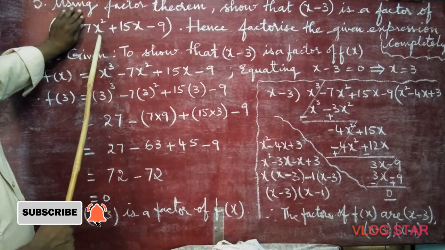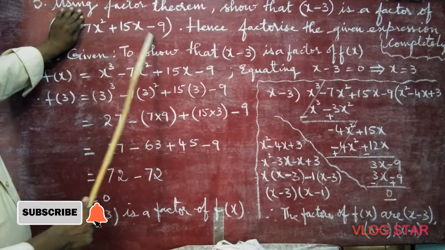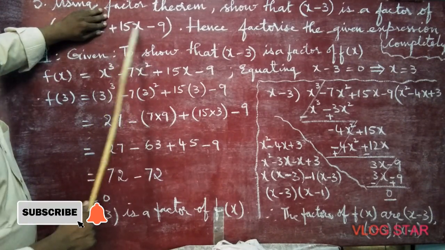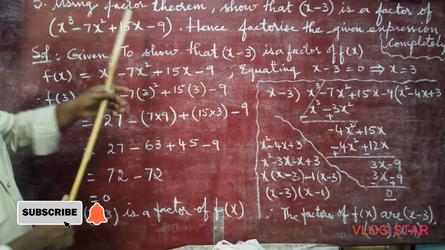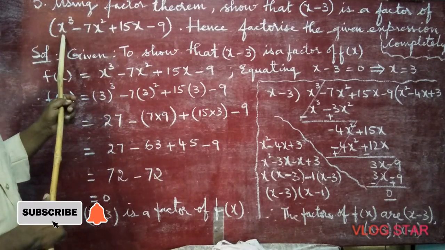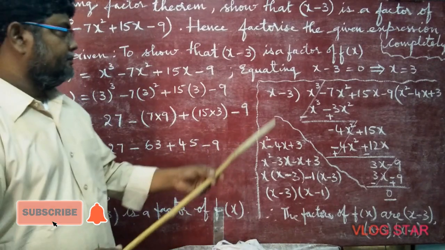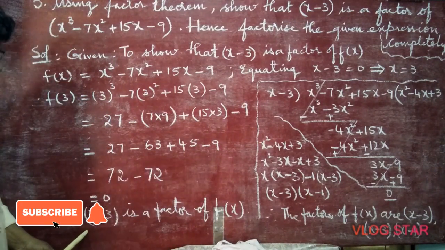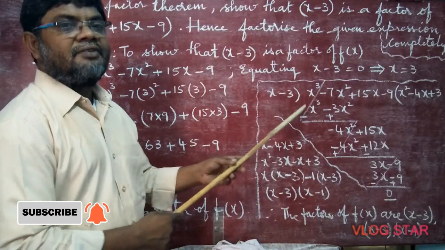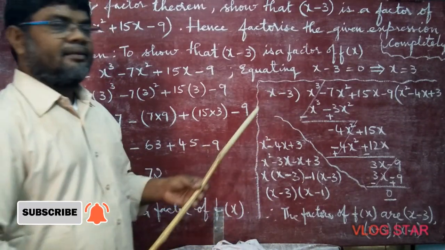If this is a quadratic expression, 2 factors will come. Linear expression, quadratic expression, cubic expression: so 3 factors will come. Already one factor we got, 2 more we should get. So by the long division method we are dividing.